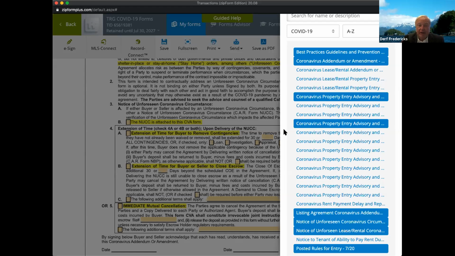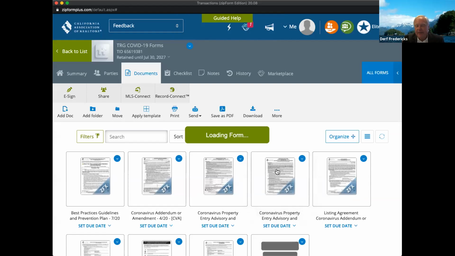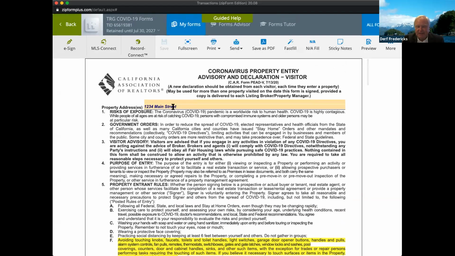They list the property or properties. You can list 3 of them if you're looking at 3 properties at the top, and then they sign at the bottom of the second page. And you just put that in your file, because that means that the buyer signs and understands, and has received that BPPP, that best practices form, that comes with that PEAD-V for visitor.